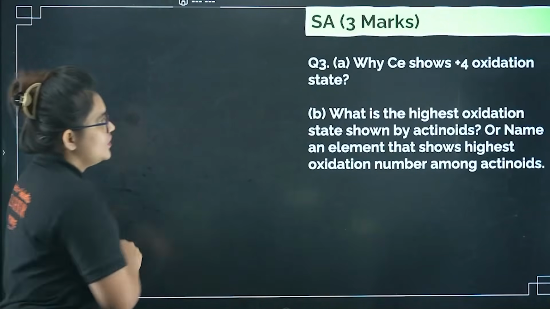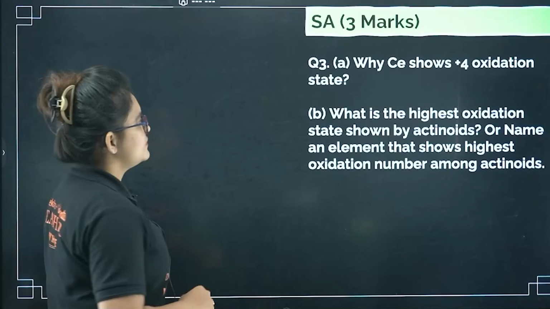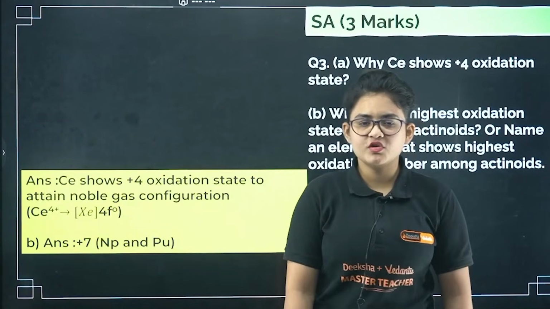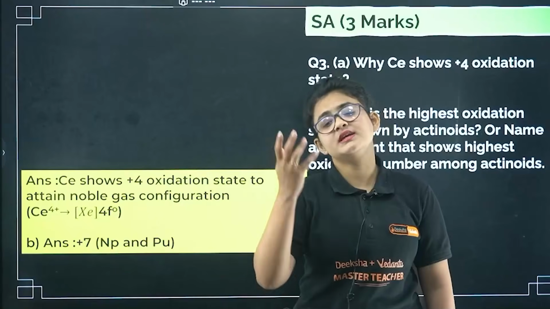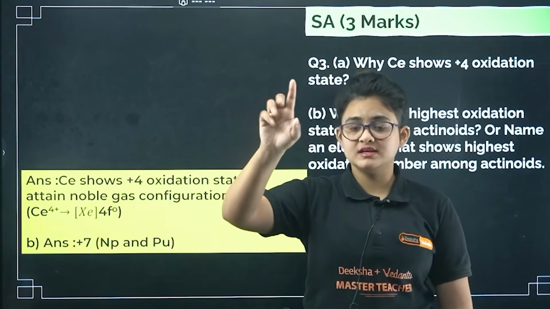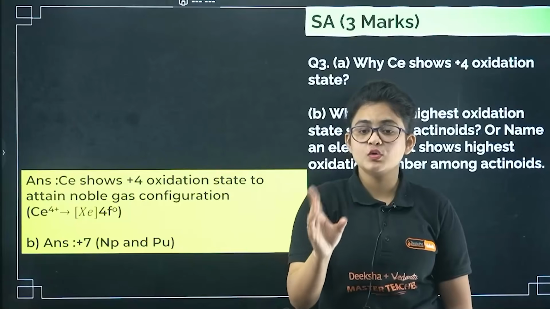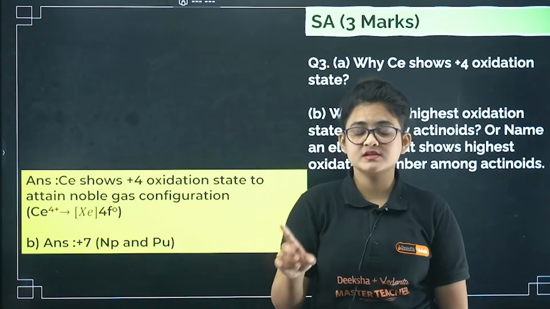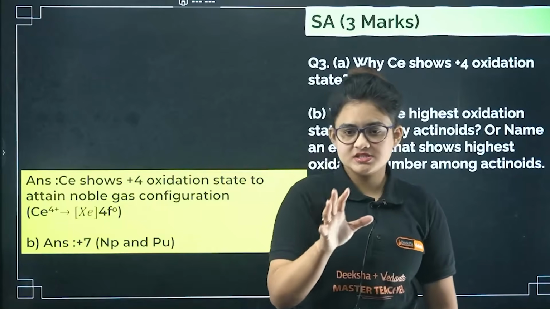Let's proceed. Why does cerium show +4 oxidation state? Okay, so basically if you see the electronic configuration, then you will understand. Cerium +4 will get the xenon-like configuration, that's a noble gas. So to get the inert gas-like configuration, it shows +4 as a better oxidation state, the best.